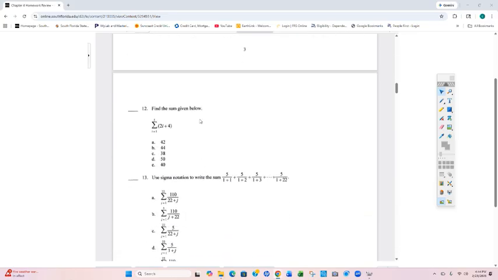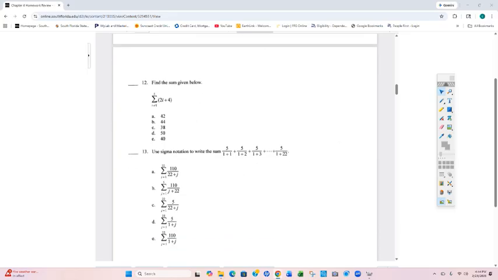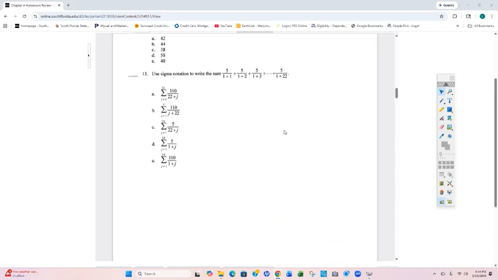Number 12, find the sum given below. We have a capital sigma, a summation symbol. On bottom, i equals 1. On top of the symbol is 5. The function in parentheses is 2i plus 4. So the sum from i equals 1 to 5 of 2i plus 4. A is 42, B is 44, C is 38, D is 50, E is 40. The correct answer is D, and that is from section 4.2.